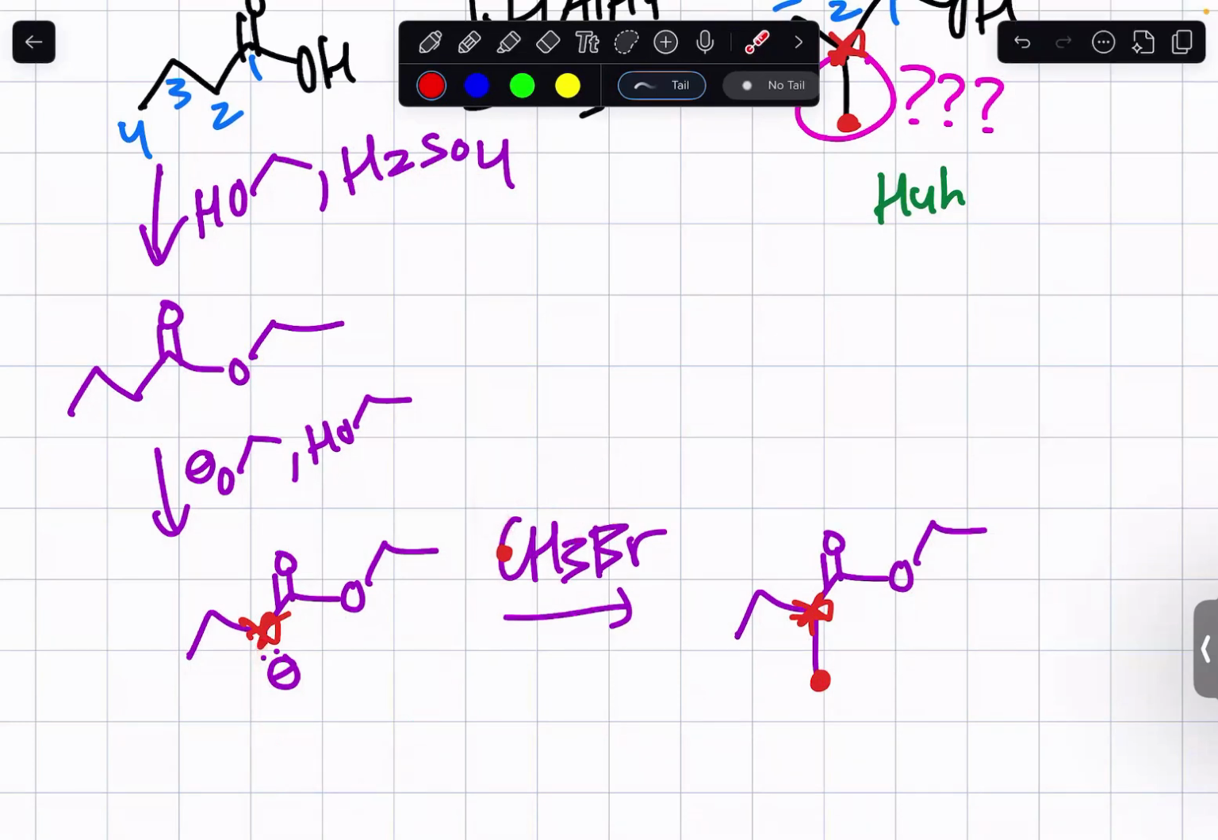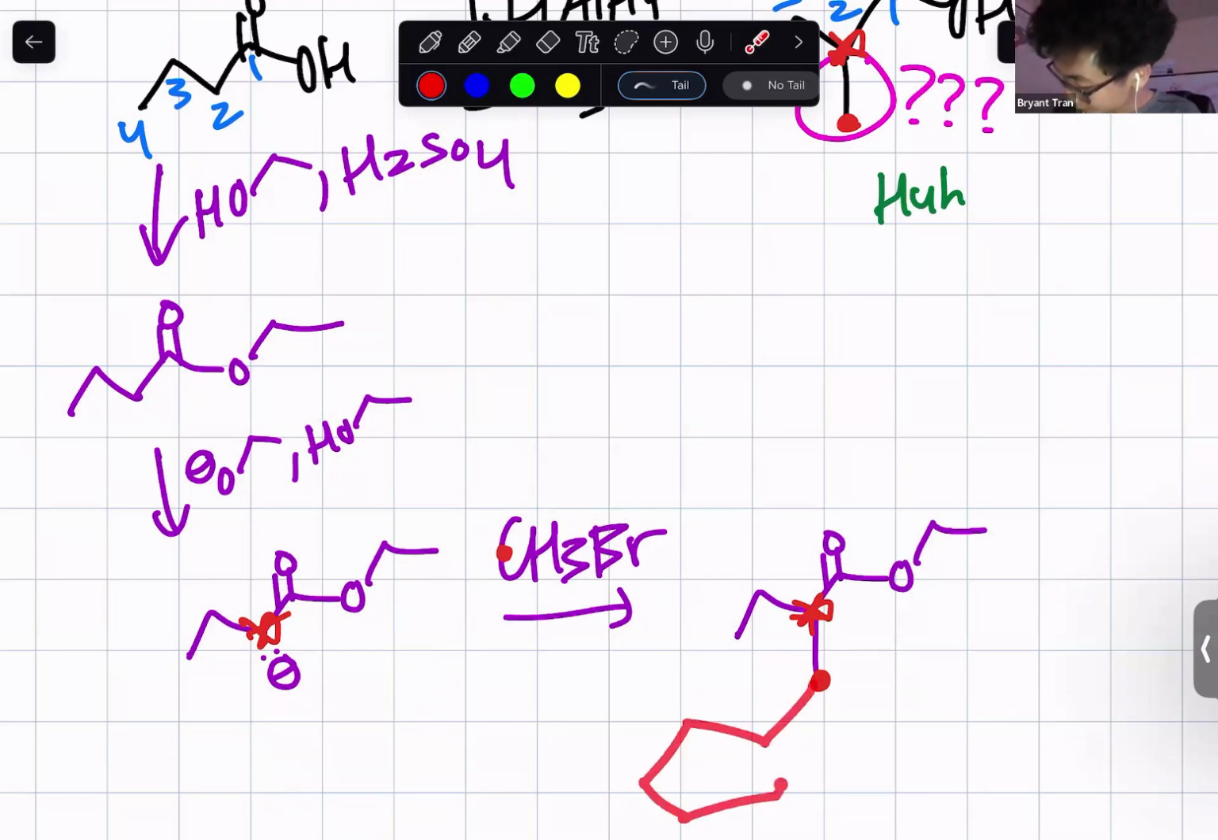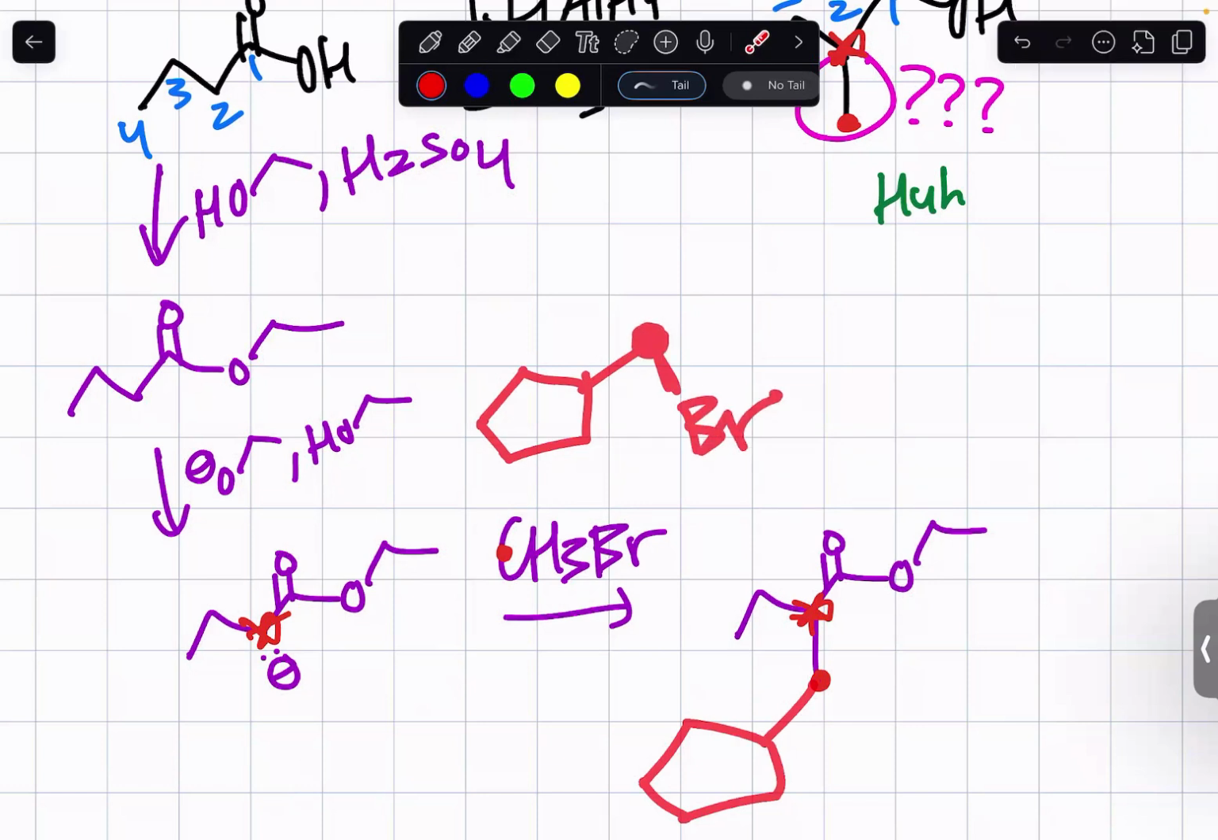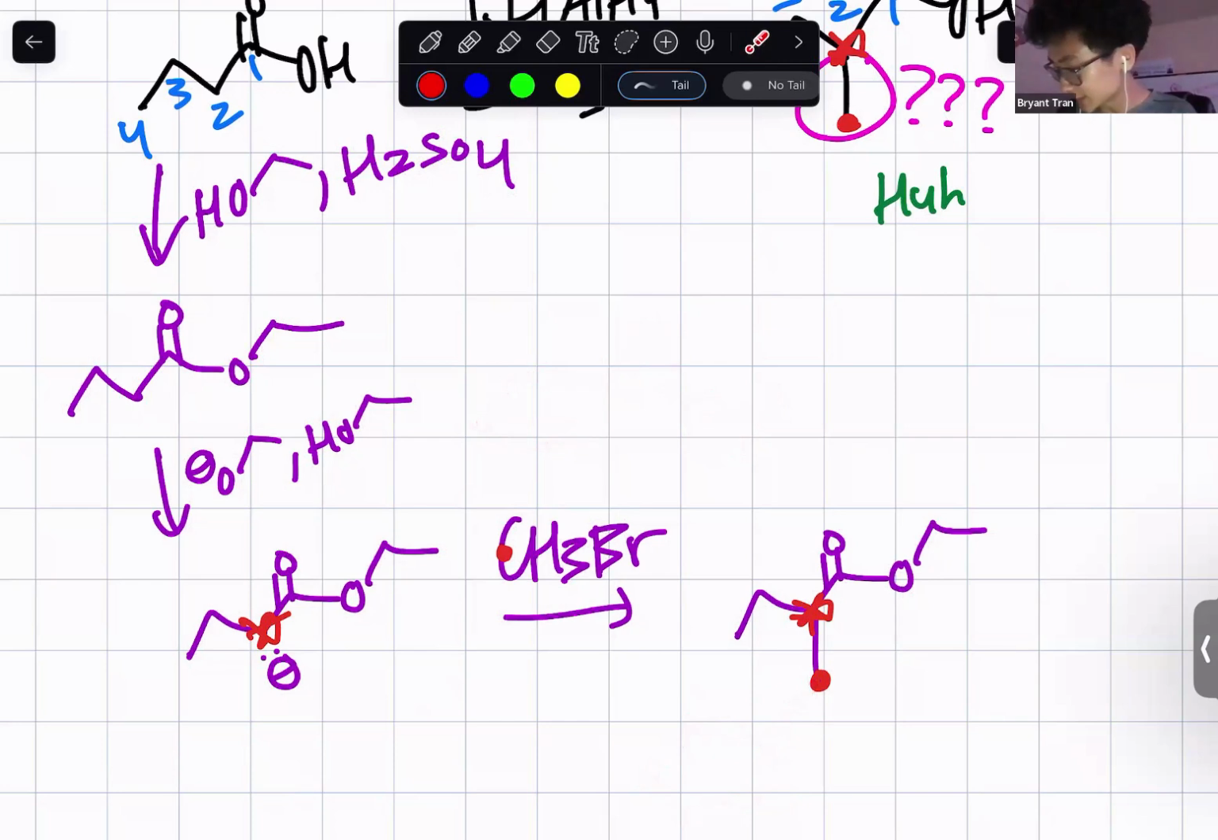Kind of like what we did in the previous one. If it was like this, then your R would be like this, and that would be your dot right there. But because this is just a CH3, that's our CH3 right there, right?